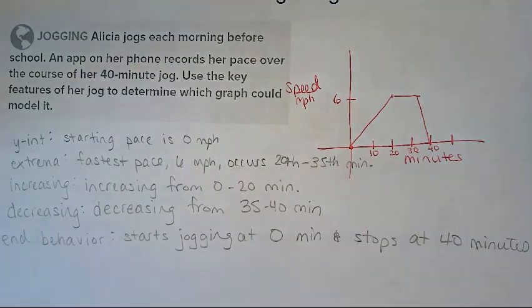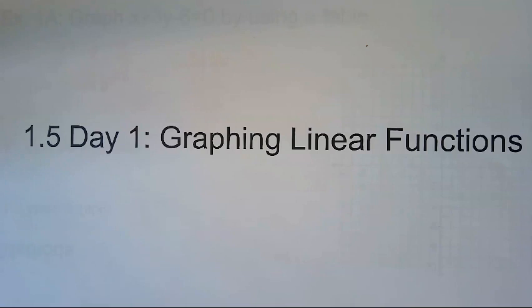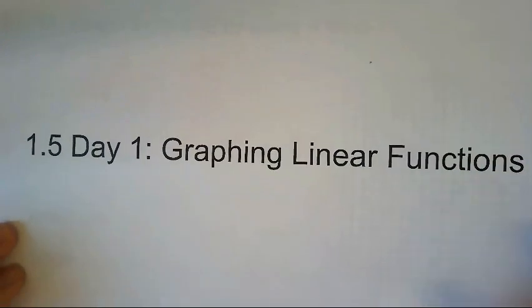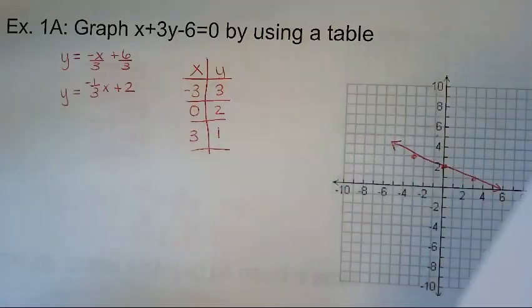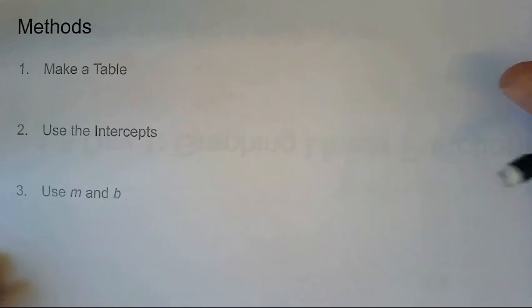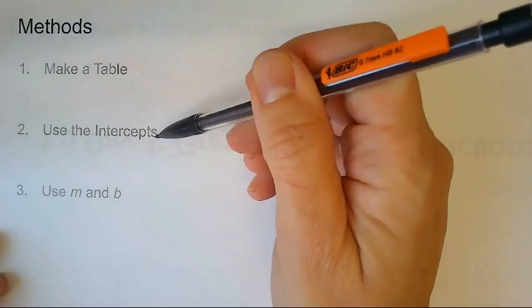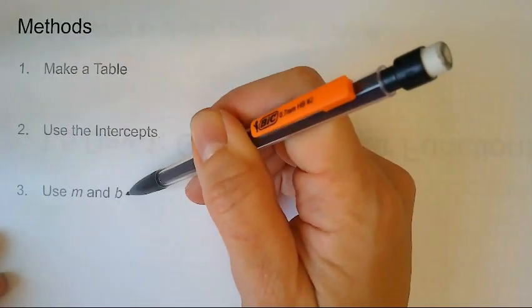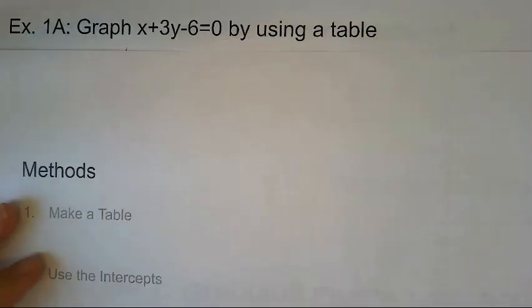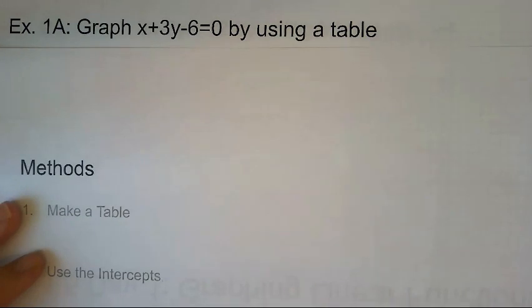All right, folks, that is it for sketching a graph. It's just putting all that vocabulary together. Section 1.5 is about graphing linear functions and also linear inequalities. So we are going to practice graphing an equation using 3 different methods. You can graph it using a table, using the x and y intercepts, or using the slope-intercept form. The first one we're going to do is look at how to graph it using a table.